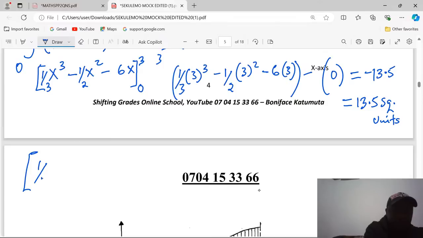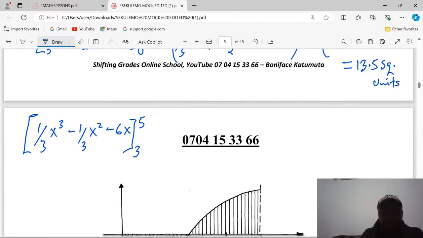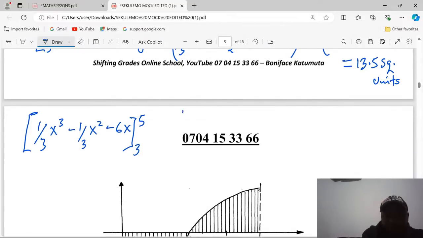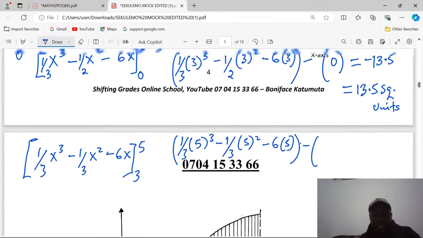So a third x power 3 minus half x squared minus 6x, from 3 to 5. We start by substituting 5. So we will have a third 5 power 3 minus a third 5 squared minus 6 into 5. Then we will be subtracting when 3 is substituted.